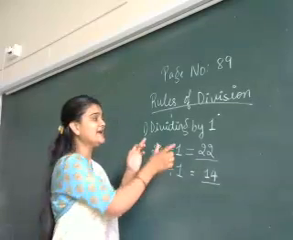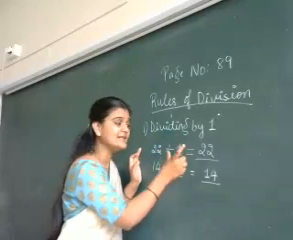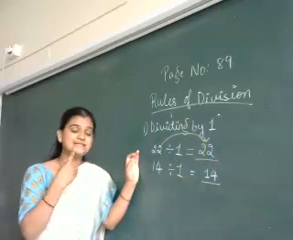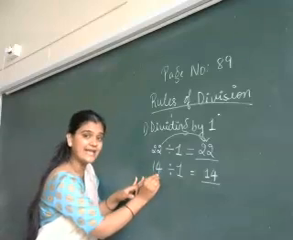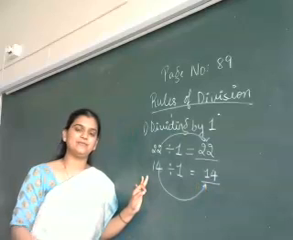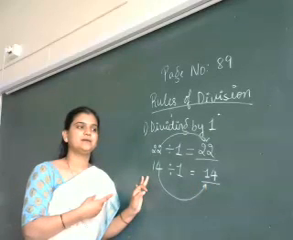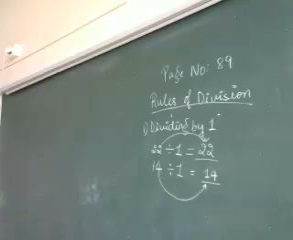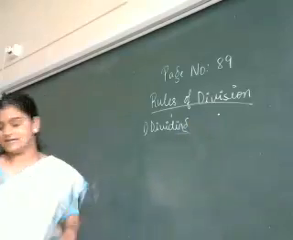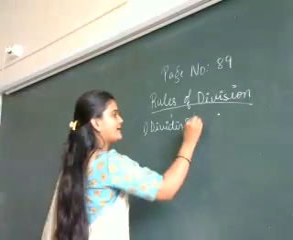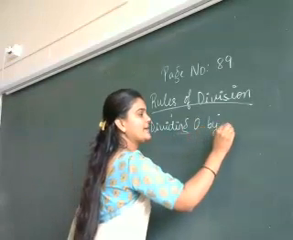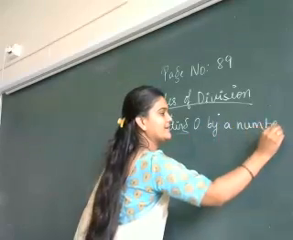First one says that dividing any number by 1, the answer will be the number itself. See the way I am telling it, dividing any number by 1, the answer will be the number itself. Is it clear to everyone? Yes, ma'am. Okay. Now we will look after the second rule. Dividing 0 by a number. The second rule, dividing 0 by a number.